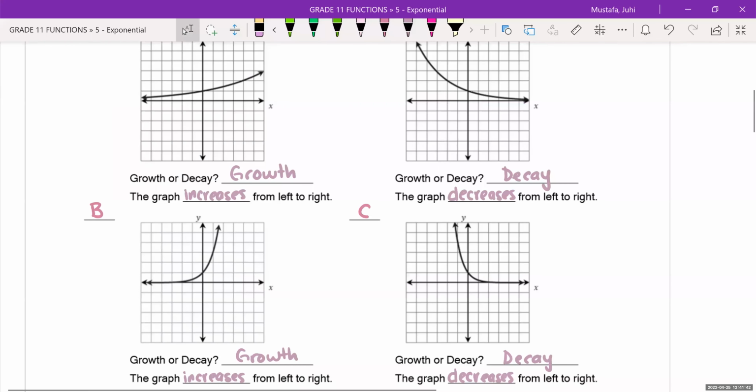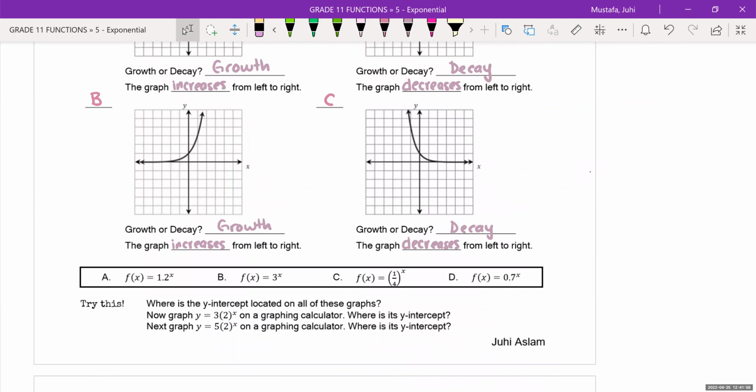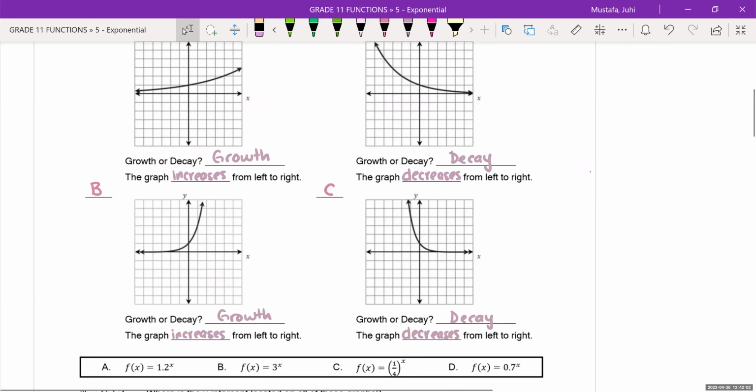So the graphs that I got were A, D, B, C. What is the strategy that I used for this? First of all, I figured out which one of the graphs was a growth or a decay. And I know if it's a growth, that means in my equation the base has to be greater than 1. So you can see equations A and B are both greater than 1. So they have to go on the left-hand side. And the graphs on the right-hand side show a decay. And equations C and D are both fractions or decimals. So they're going to have to go on the right-hand side.